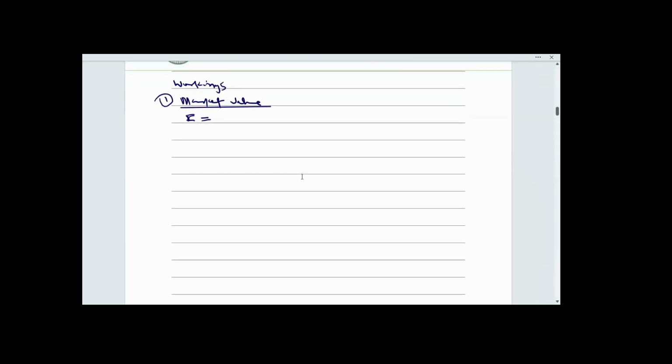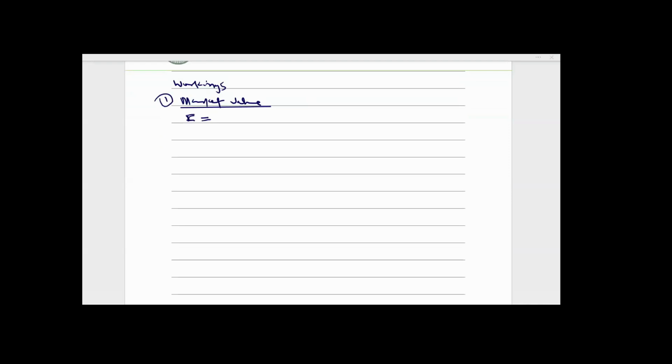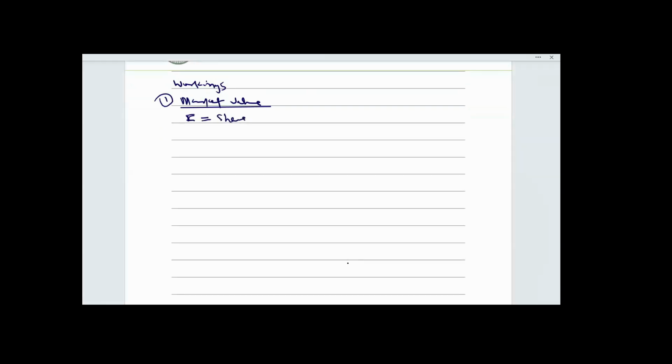is equal to number of shares. In the question, are we given number of shares? I think we are given share capital. We are not given number of shares. When you look at the capital structure, ordinary share, we are given share capital. So I will then come here, share capital divided by par value, as the examiner has told you to use par value. Par value is the same thing as nominal value or face value.